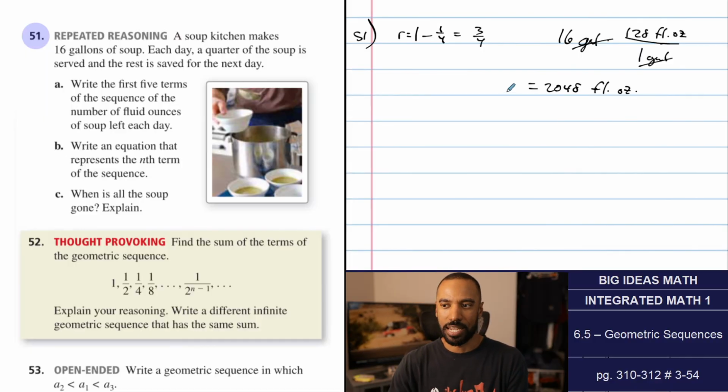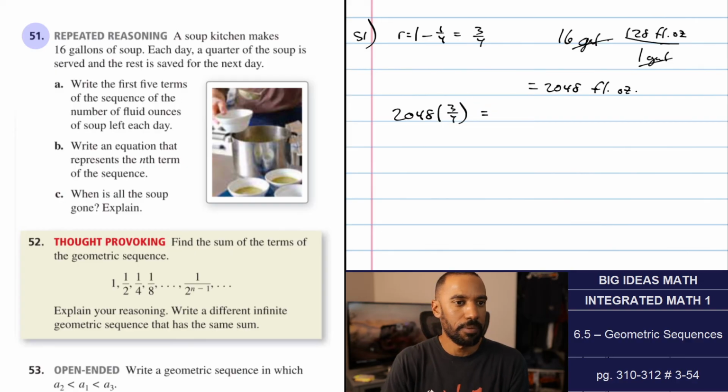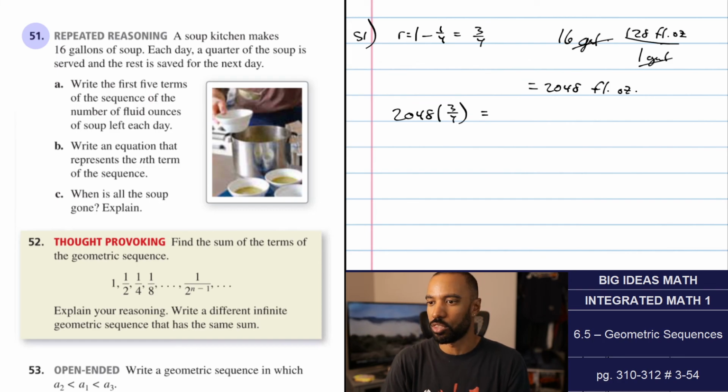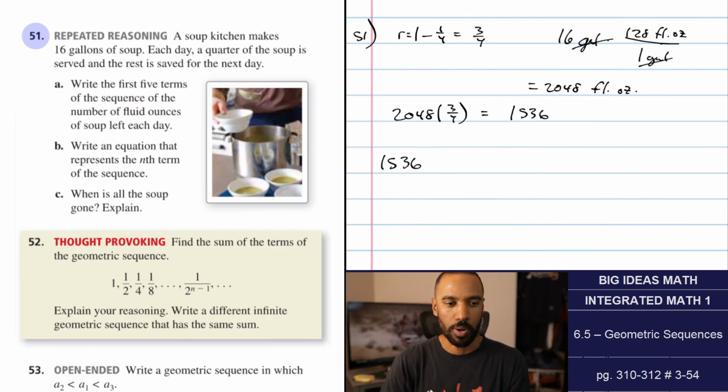So after one day, you're going to take 3 quarters of this already. So 2,048 times 3 quarters should be our first term, really. So let's do 2,048 times 3 quarters, and now I have 1,536. So this is the first term. This is write the first 5 terms. 1,536. Let's do that times 3 quarters.